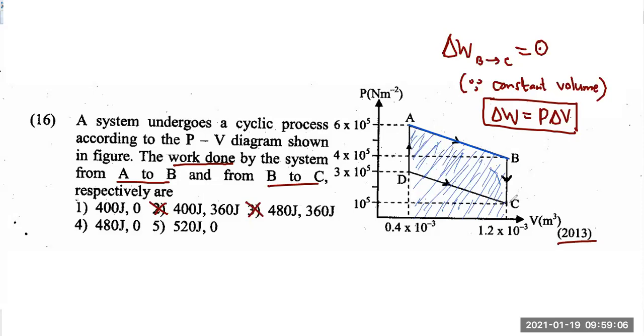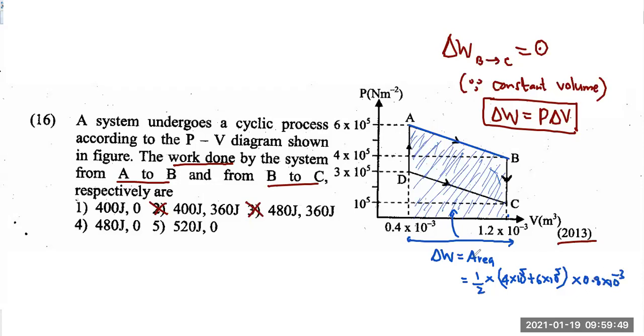It looks like a trapezium to me. So you have to find the area of that trapezium. Delta W is the area. What is the area of the trapezium? Half into the sum of the parallel sides. This length is 4 into 10 to the power 5, plus the other length is 6 into 10 to the power 5, into the height, which is this whole length. That is 1.2 minus 0.4, which is 0.8, so 0.8 into 10 to the power minus 3 meter cube.